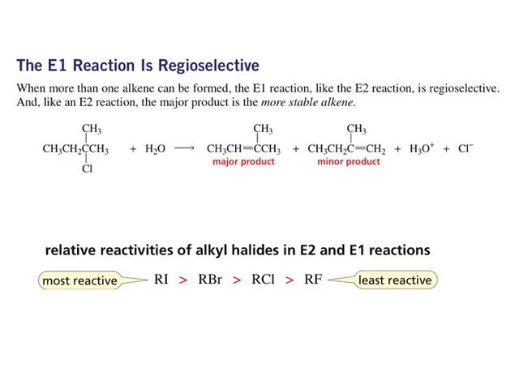Now again, E1 also shows regioselectivity. Always the major product will be the more substituted one. We have discussed this already. Similarly, in alkyl halides also, iodide is the more reactive one because it is a very good leaving group.